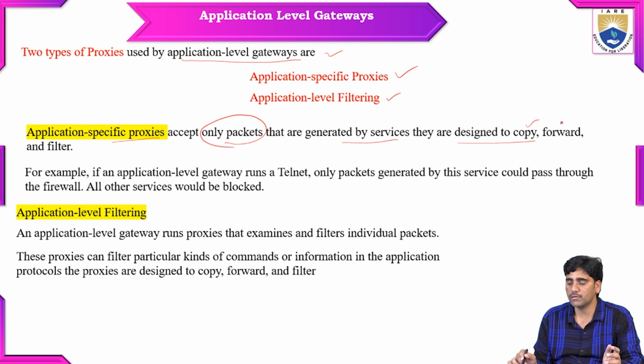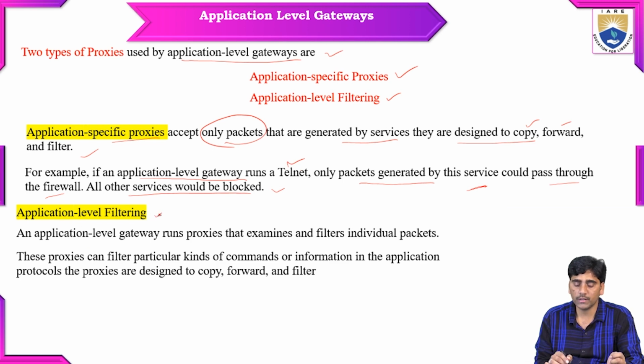are designed to copy, forward and filter. Only the packets generated by those services are going to be acceptable. For example, if an application level gateway runs telnet, only packets generated by this service could pass through the firewall. So if telnet works as an application level gateway for connections, it runs only based on that service. All other services would be blocked.